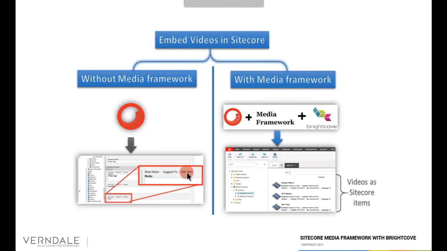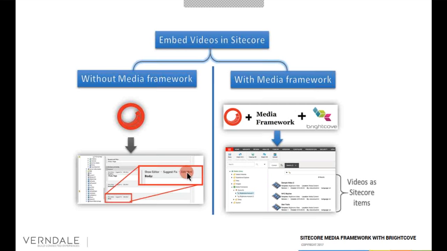But content authors always need to go back to the YouTube platform to pull up the video IDs or the links. So if you see the right side, what if we can provide all those videos as Sitecore items? How much easier it would be for the content authors to just search for a video, select it, and show it in a particular module or page. That would be a lot easier for them.